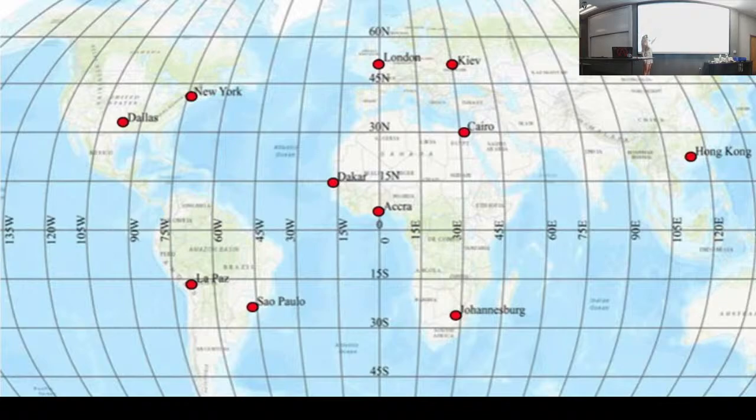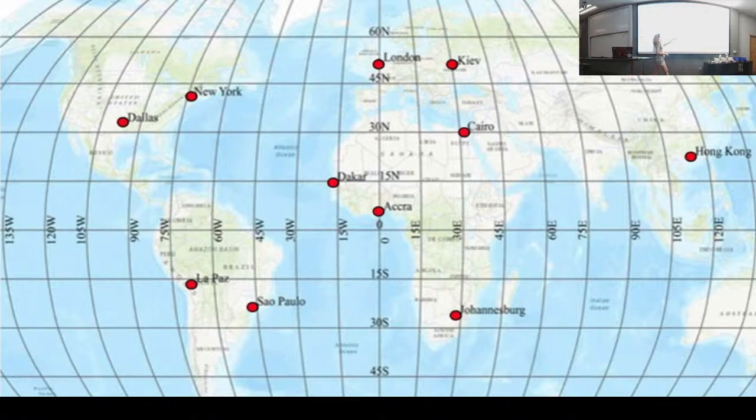And then for longitude, here's New York. It's right off of this 75-degree west line, but it's just under it. So instead of 75, I'm going to say 74 degrees west. So the coordinates for New York are 41 degrees north and 74 degrees west.